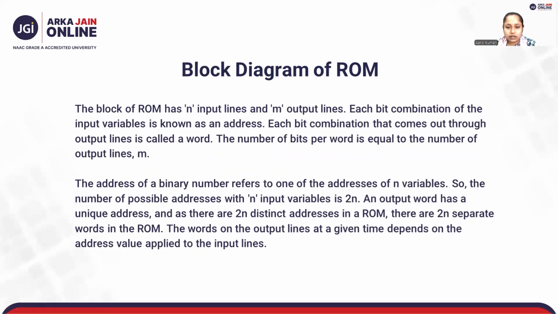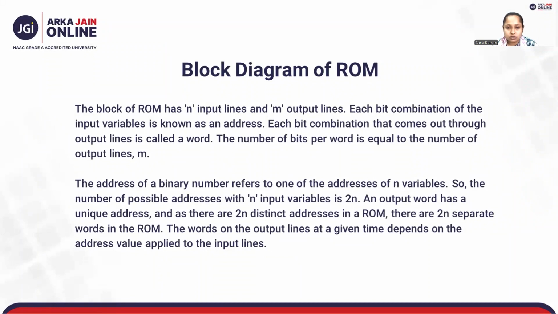Next, we have the block diagram of ROM. The block of a ROM has n input lines and m output lines. Each bit combination of the input variable is known as an address. Each bit combination that comes out through the output lines is called a word. The number of bits per word is equal to the number of output lines, that is m. The address is a binary number that refers to one of the addresses of n variables.